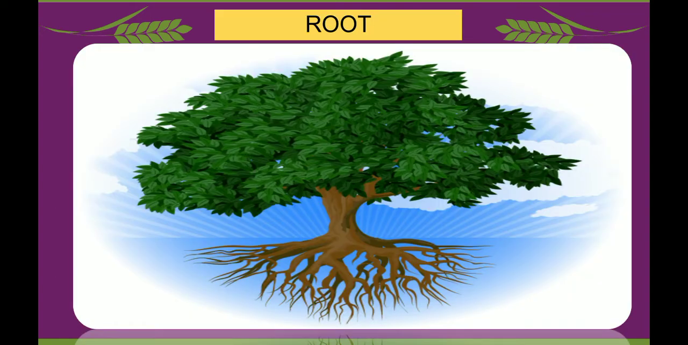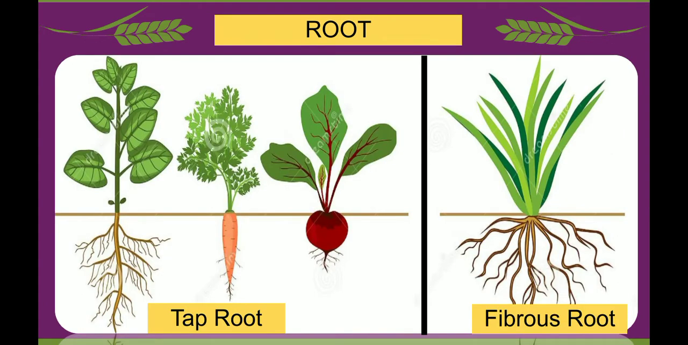Root is a part of a plant that grows under the soil. Like I said, it grows under the ground. Different plants have different roots. In most plants, the roots stay underground. They are the invisible part of the plant because we cannot see them. As they are under the soil, we say they are the invisible part of the plant.